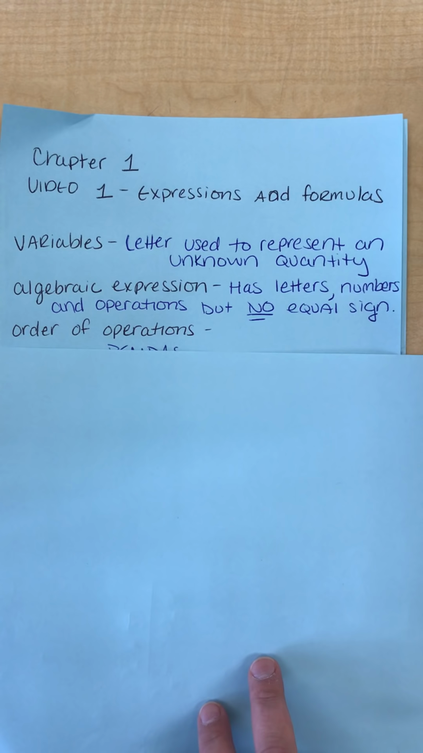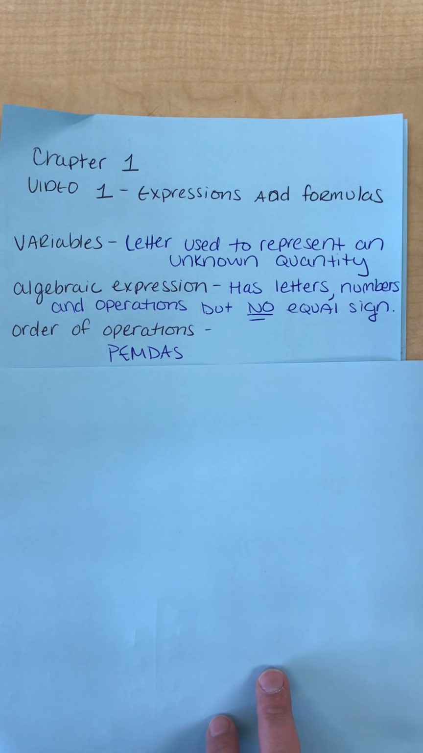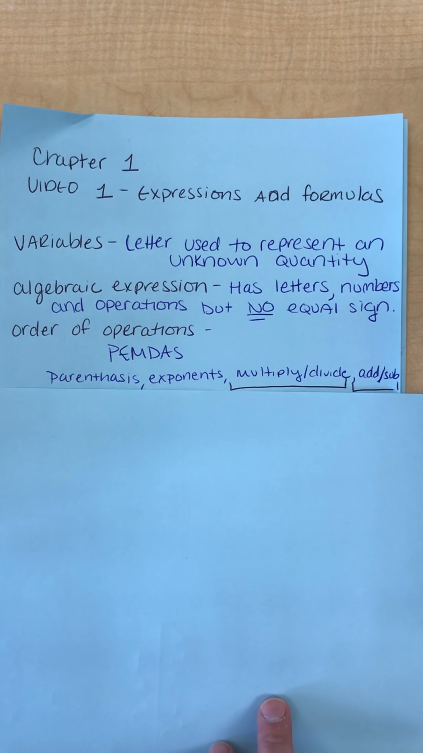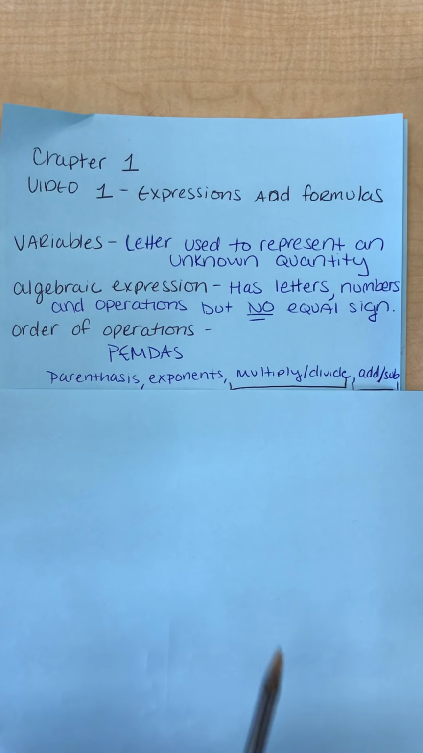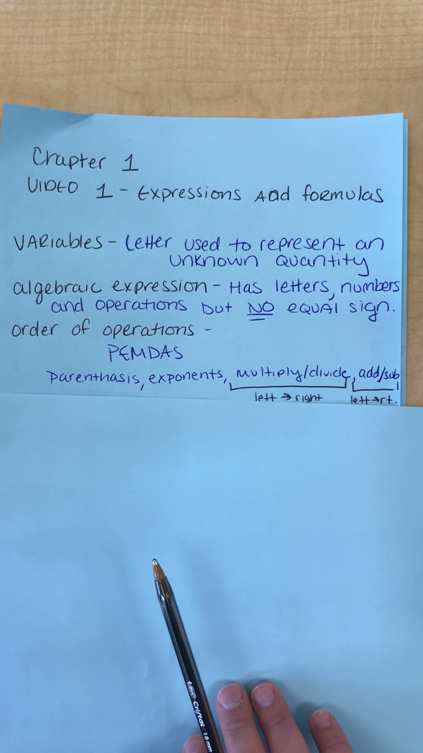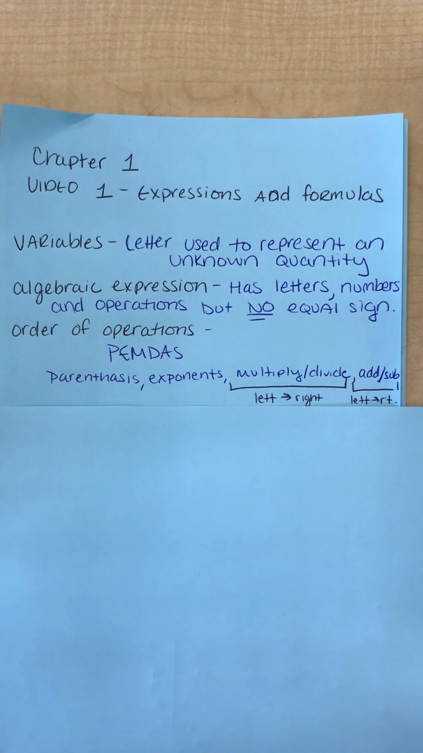Okay, order of operations is PEMDAS. PEMDAS stands for parentheses, exponents, multiply, divide, add, subtract. And the reason why I have multiply and divide and add and subtract together is because we do those from left to right. We don't do those in order. We do them from left to right. So if divide comes before multiply, we do that first.